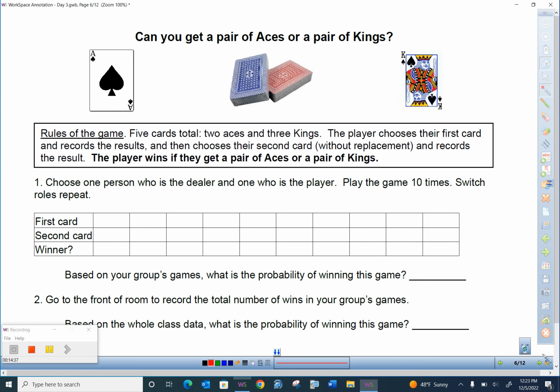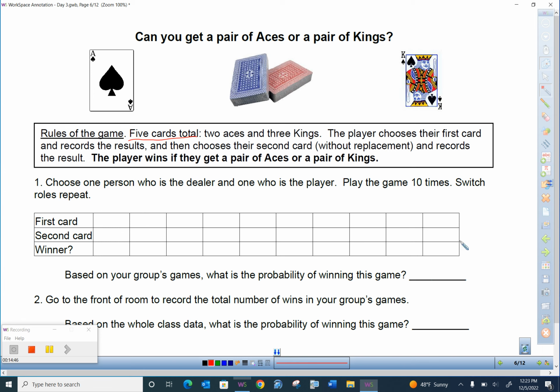Okay, the activity today we did in class was, can you get a pair of aces or a pair of kings? Assuming that we have 5 cards in a hand, 2 of them are aces and 3 of them are kings. And you're going to choose the first card, record it, and then choose the second card without replacement and record that. You're a winner if they're both kings or if they're both aces. So if you have a deck of cards, grab them and simulate this 10 times.